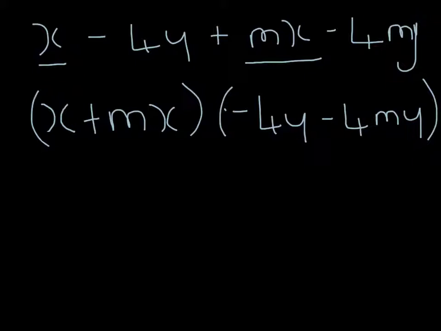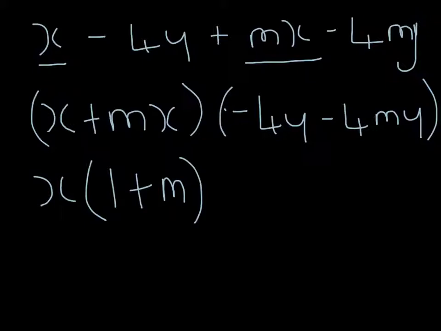If we take out the common factor in this one, the common factor is x, so let's put that outside our bracket. If we look at what's left over, x divided by x is 1, and mx divided by x would just leave us with the m. So that's that little bit factorised.